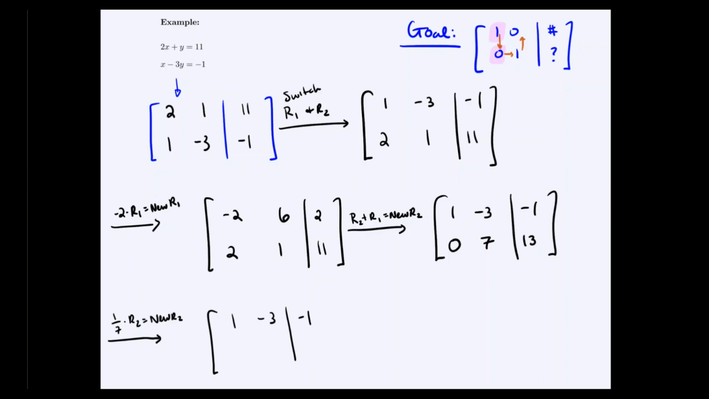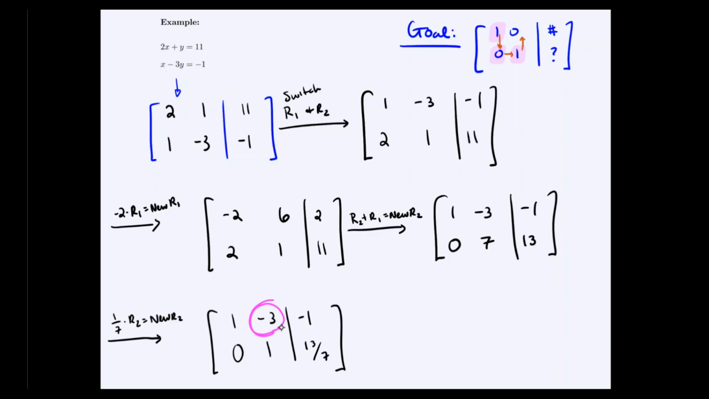0 times 1/7 is 0. 1/7 times 7 is 1. And then 1/7 by 13, I'm just going to call it 13/7 for now. And then looking at our goal, we see we've got the 1 there. So all that's left is to make this a 0.